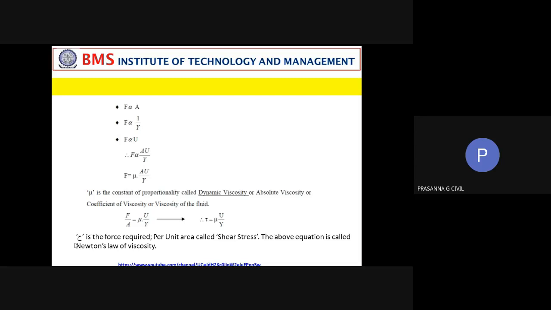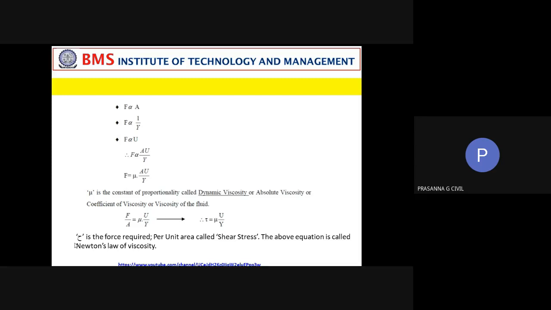What is force by area? Force by area is nothing but stress, and in this case it is shear stress, because it is always shear force that acts on the fluid. So you have shear stress tau. That symbol written like that is referred to as tau. Tau is equal to mu into U by Y, and tau is the force required per unit area called shear stress, and the above equation is called Newton's law of viscosity.